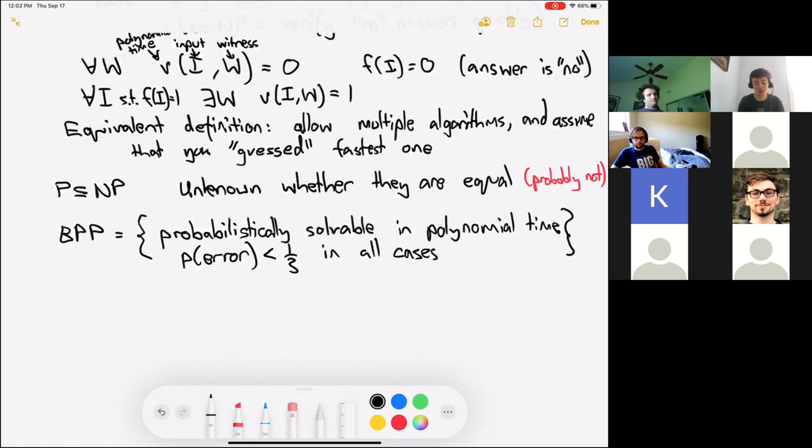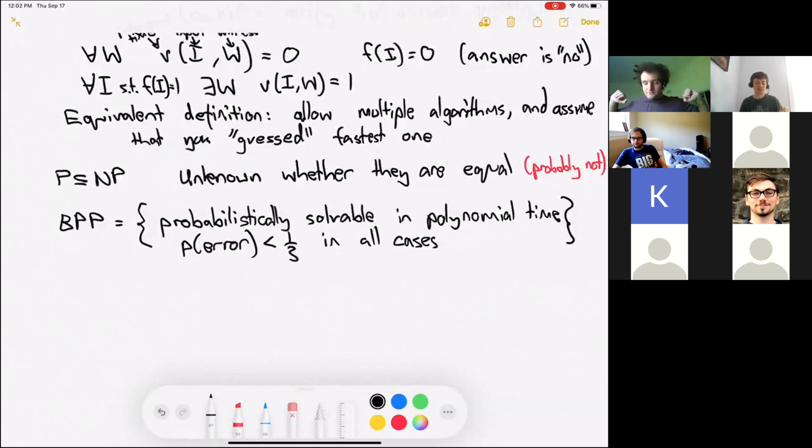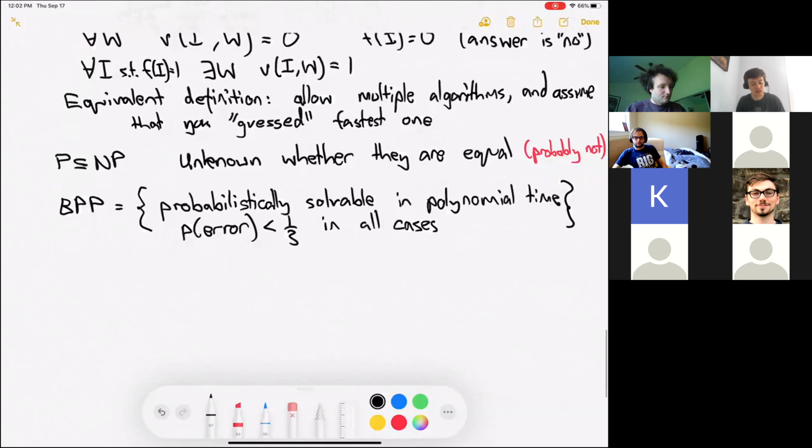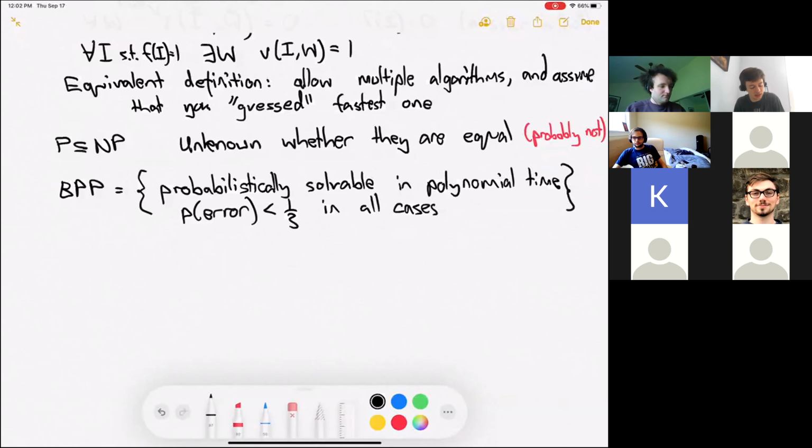Okay, don't worry too much about that. The point is that for BPP, you can't have the error probability approach half as n gets really big. It needs to be strictly less than some order 1 number less than a half. Okay, so again, it should be obvious that P is contained in BPP because they're the things I can do with error 0.